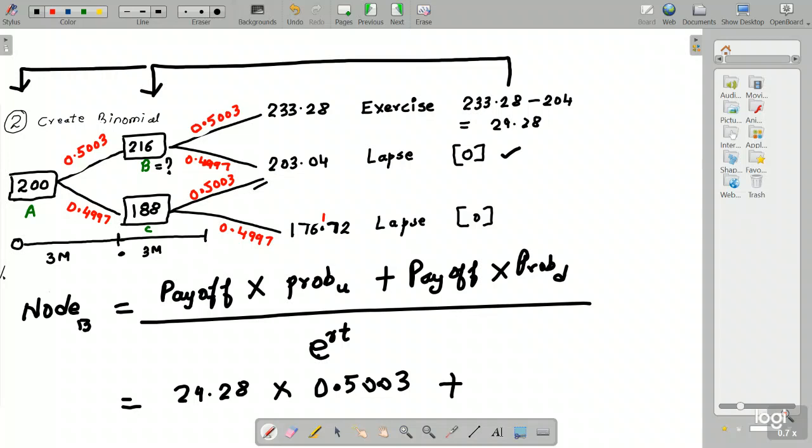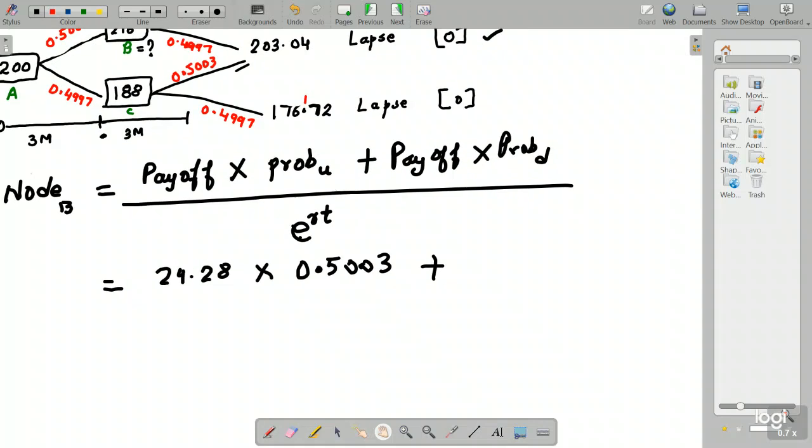There is no point writing this 0, because it is anyhow a lapse, but I will suggest you to please follow this. You will find the difference in another video, when I post that video, why I have deliberately asked you not to omit this payoff, although we know the answer. So there is no payoff, 0, and then there is a probability which is 0.4997.